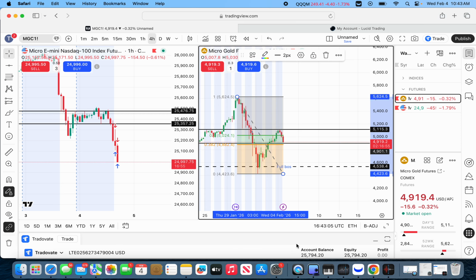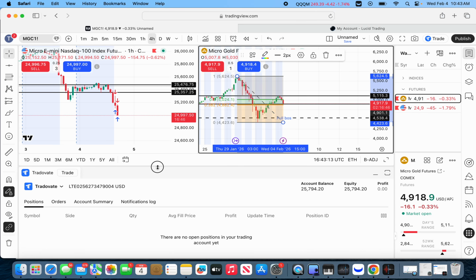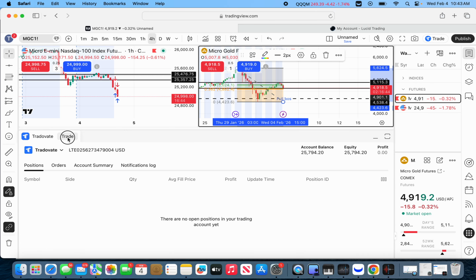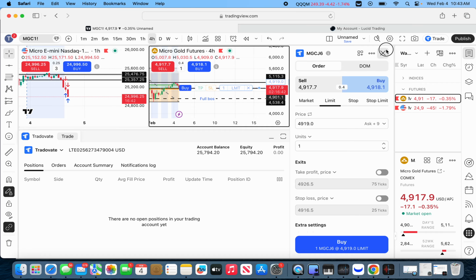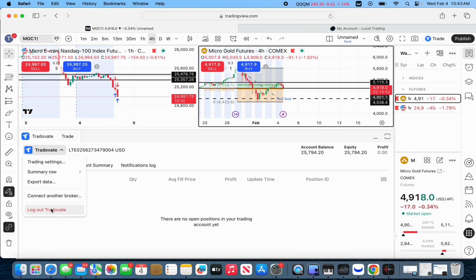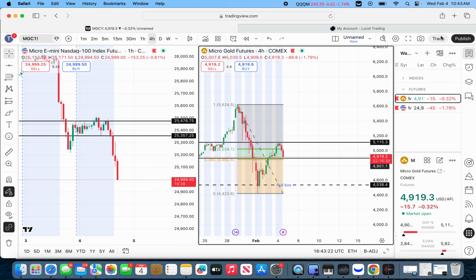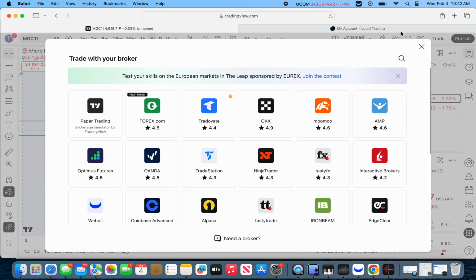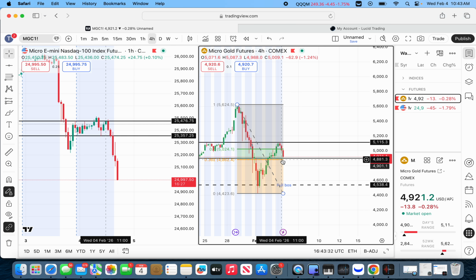Boom. This is TradingView, y'all. If y'all want to, you can make a TradingView account and paper trade, demo trade. All you have to do is make a TradingView account and log in. Whenever you come right here, you'll see log out. Your screen will look similar to this. You'll be logged in already through your email. Then click paper trade and paper trade away. You know what I'm saying?